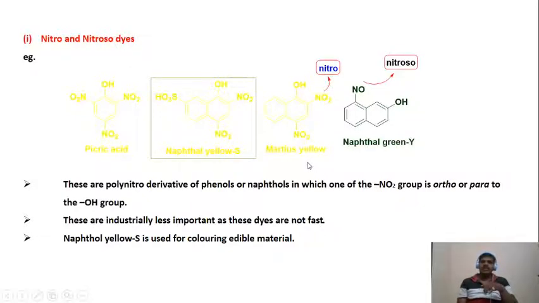Then naphthol yellow S is used in edible material, to color the edible material. What is edible material? The material which we consume as food. So there, this naphthol yellow is used as a coloring agent. It colors yellow. All these 3 structures shown in yellow give yellow color, and this structure, naphthol green Y, gives green color, so it is shown in green, right?